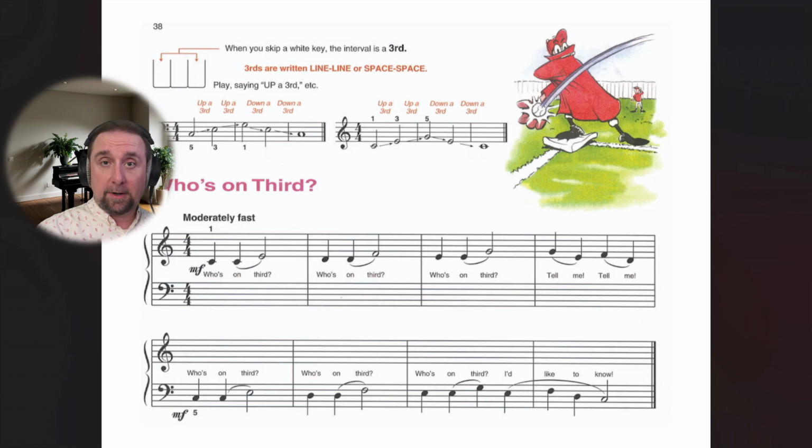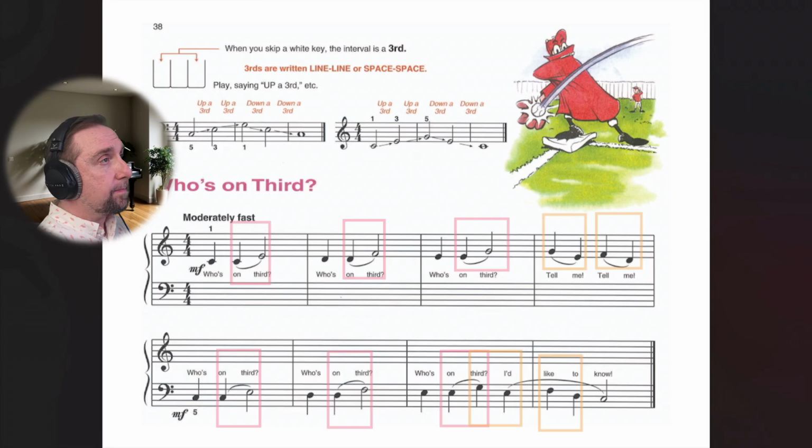Now, if you have some colored pencils, you can go ahead and circle these thirds. It may help you a little bit, or put a little star by them, something like that. I went ahead and did pink and orange for going either up a third for pink or going down a third for orange. Let me show you here. You can see that the very first third is just a C going up to an E, and then a D going up to an F.